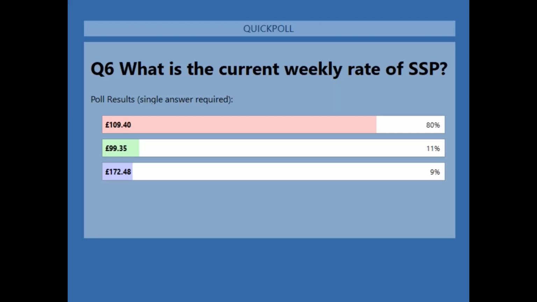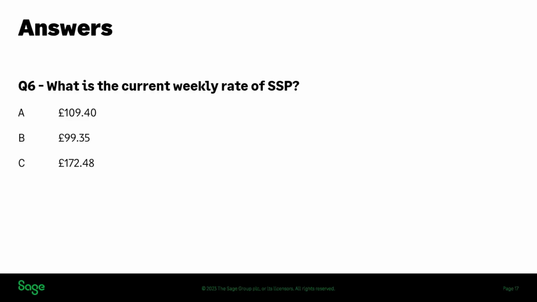And once again, we had a big majority. I think we might need to start making these questions a little bit more difficult if we do this again, Duncan. So 80% went with £109.40, with 11% saying £99.35 and 9% saying £172.48. Duncan, can you reveal the answer for us, please?